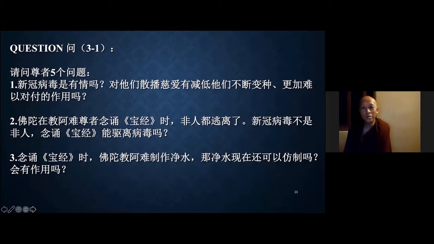And the third question: when the Ratana Sutta was chanted, the Buddha instructed Venerable Ananda to make holy water. Can we make this holy water now? And would it be effective? Okay. Very heavy questions, right?